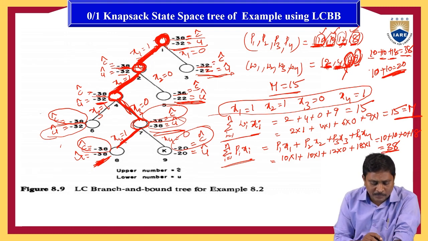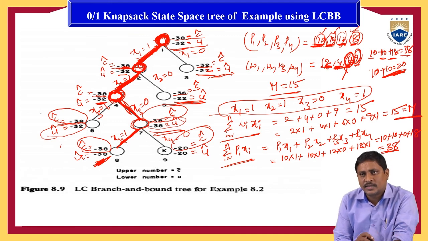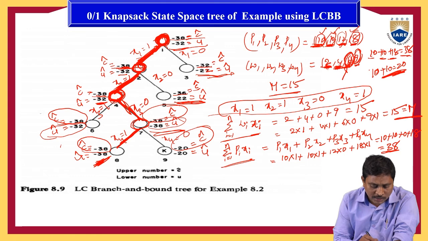And now we compare these lower bounds, minus 38, minus 36. Among these, minus 38 is the least value. So now we are going to expand this one. So already x1 considered, w1 considered, x2 equal to 1 means w2 considered. Now x3 equal to, here two cases arise, x3 equal to 1, x3 equal to 0. So x3 equal to 1 means we consider the third weight value. x3 equal to 0 means we do not consider the third weight value.